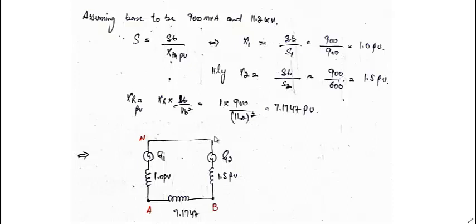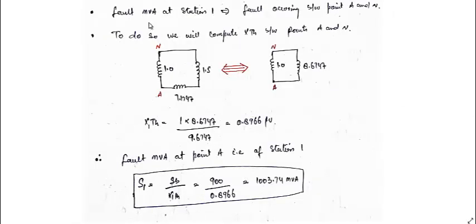So we need to calculate the short circuit MVA at A and B. First, the fault MVA at station 1, that is, a fault occurring between point A and N. To do so, we compute XTH between point A and N. These two come in series, and the series combination will be in parallel to this, and that will be the total XTH. The series combination is 8.674, and the parallel combination of these two comes out to be 0.8966 per unit.